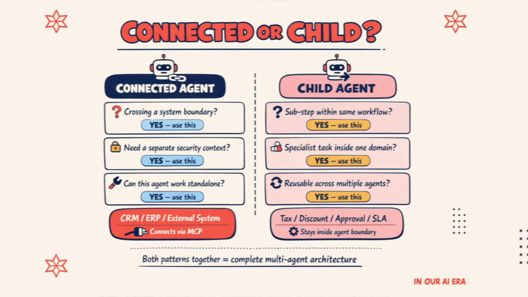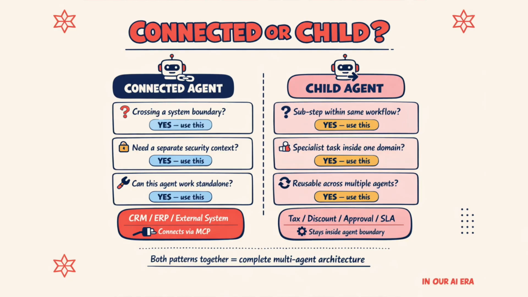Okay, so we've explained the two patterns, child and connected. But the question everyone has is, how do I decide? When do I know I should use a connected agent, and when should I use child agents? I wish I could say very simple, but we also have a simple decision matrix here. We'll display this on our video here.